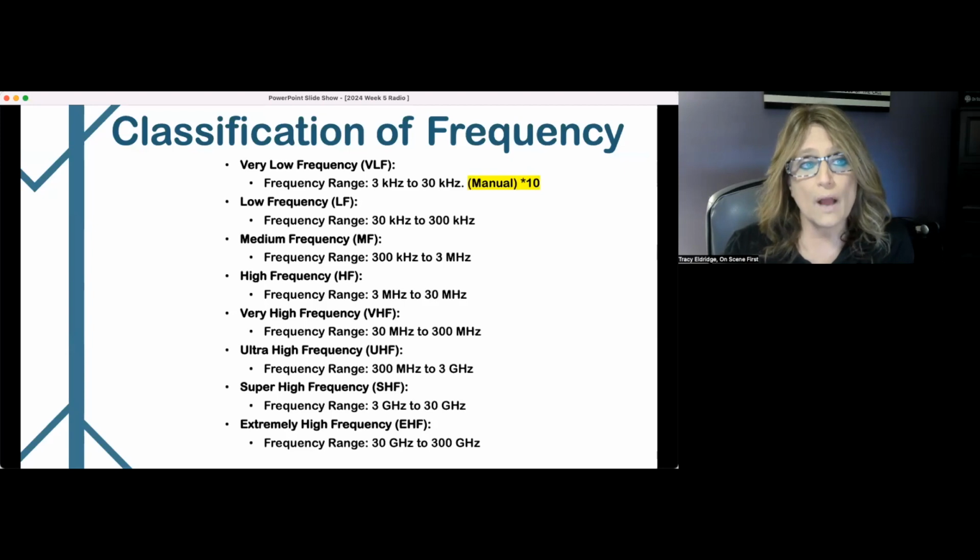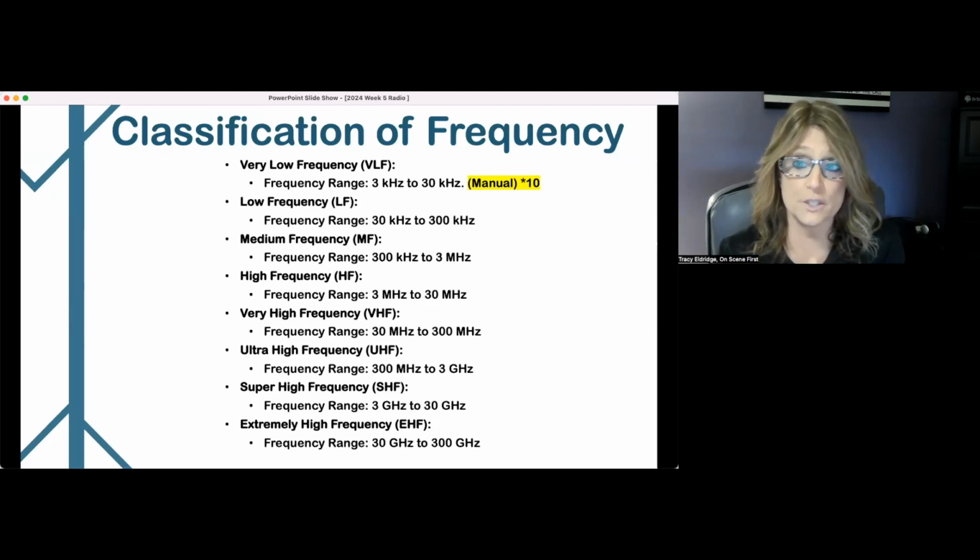But I do want to point out that this chart in the study manual is what I was referring to, where you look at the classification, which is the very low frequency, VLF. In the manual, it starts at 10. In most other things that I see, it is 3. It starts with 3 kilohertz. So just keep that in mind. If you do see another number, and if you notice, all of these are 3, right? So 3 to 30, 30 to 300, 300 to 3, 3 to 30.